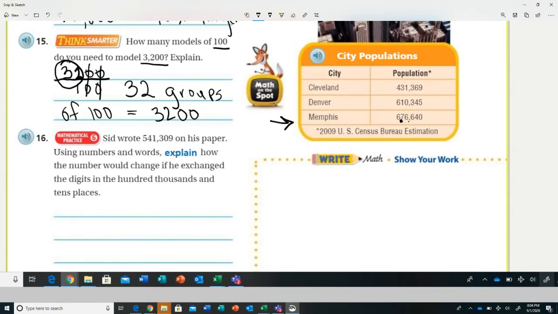Sid wrote 541,309 on his paper. Using numbers and words, explain how the number would change if he exchanged the digits in the 100,000s place and the 10,000s place. So 100,000 to 10,000. I'm going to give you a little work over here. I'm not going to do this whole one for you. So the 5 currently is 500,000, and the 4 is 40,000.